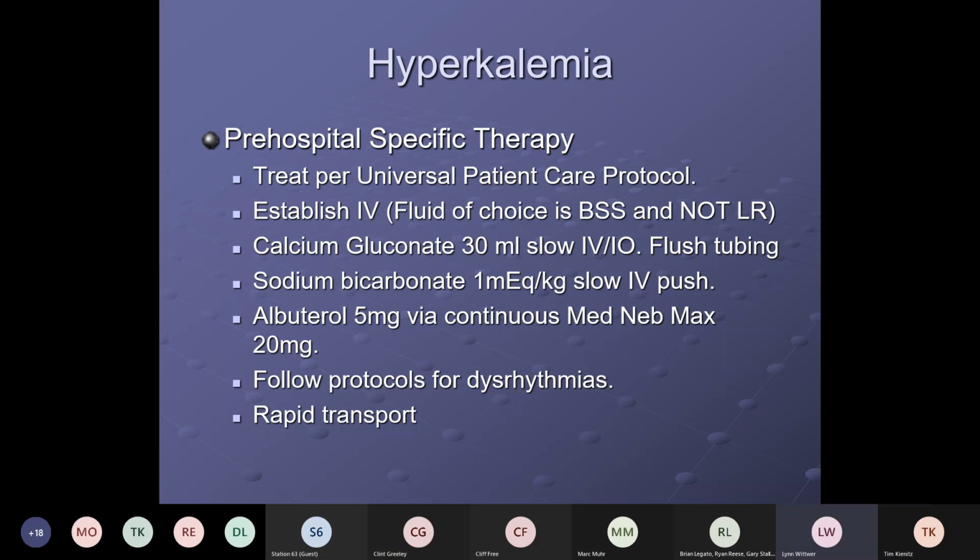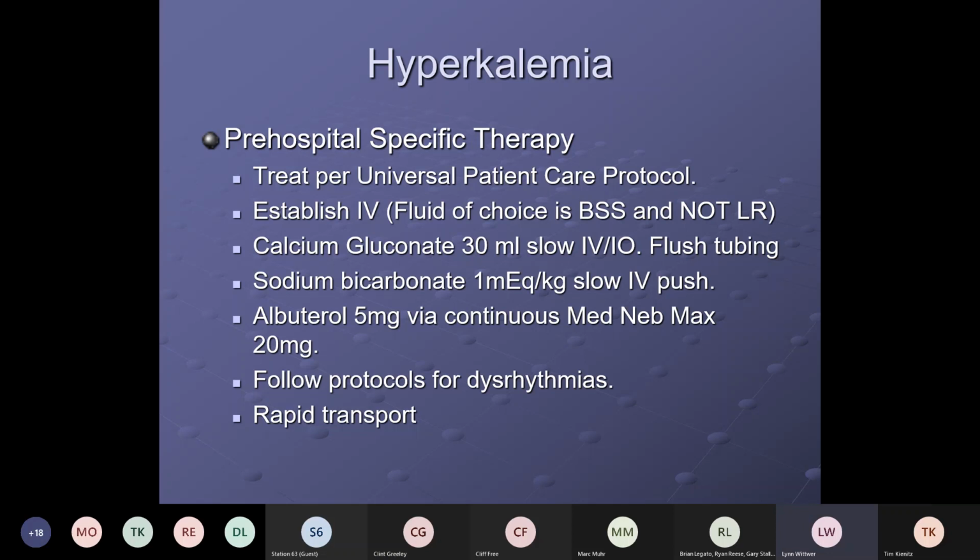Now, albuterol drops potassium by 0.5 on almost every human being, and that may be enough to make a difference. Follow your other protocols for dysrhythmias. Keep the patient on a monitor. You should see some change, and you may want to do a 12 lead each time. You should see some changes in your monitor and your 12 lead with the T waves and the QRS complexes, and maybe even the P waves.